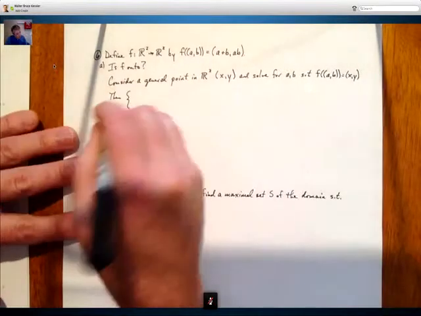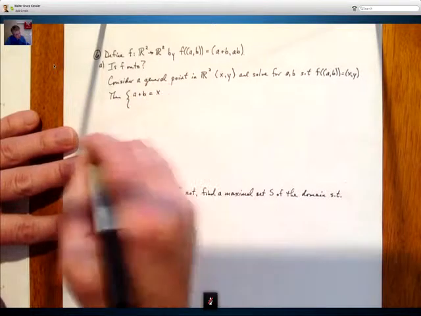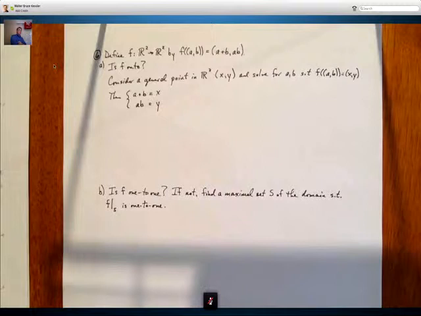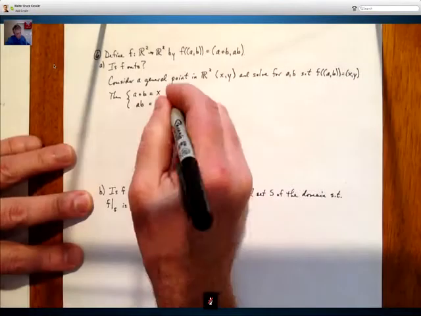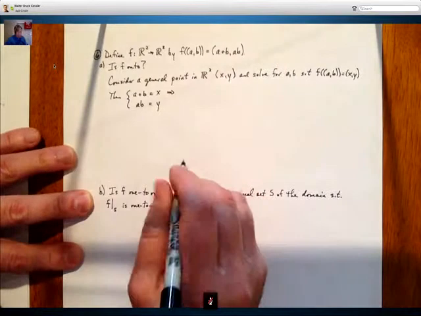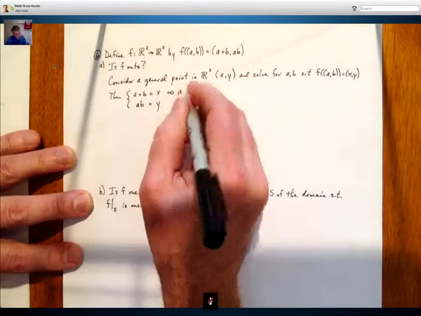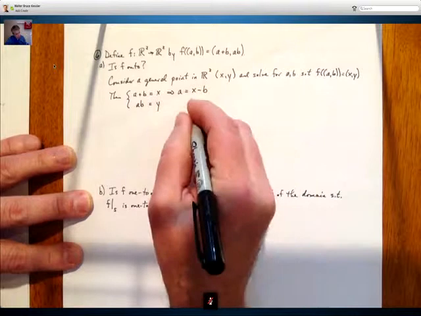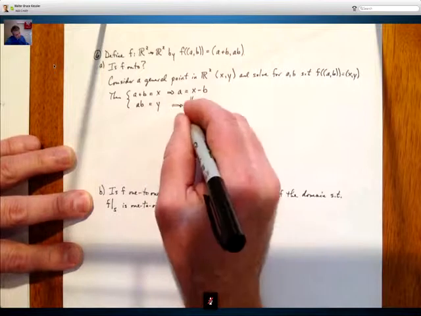Then what we have here is a system of 2 equations. We've got a plus b equals x, and we've got a times b equals y. And now it's probably easier to go ahead and solve for either a or b in the first equation and then plug into the second. So I'll follow the tack that we used this morning. I think we solved for a equals x minus b. And then we take this and we take this and put them together.